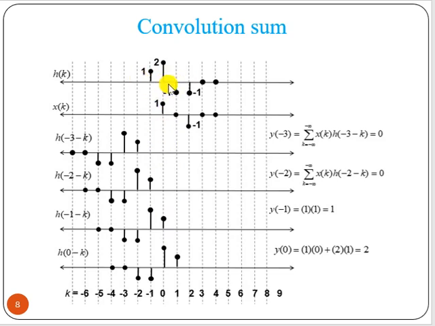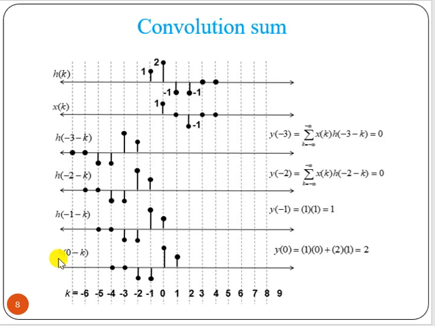H of minus k. Okay, so here this h of minus 2 minus k is shifted by 1 unit. That is why it's minus 1. So this is shifted here. Now if we look at this term and xk, we can see this term is a common factor overlapping with each other. xk and h of minus 1 minus k overlap at this point. So if we multiply these two, that is 1 into 1, so the result is 1.